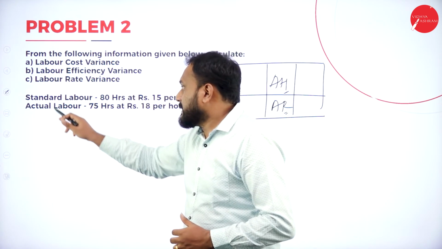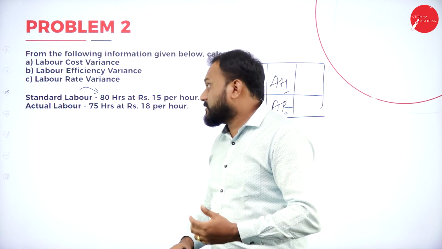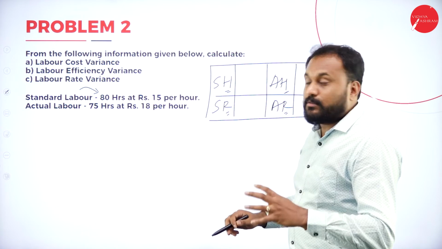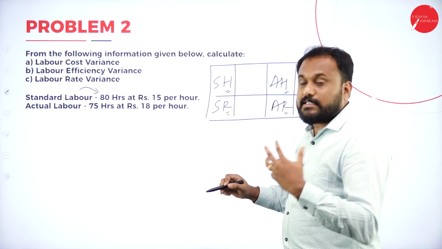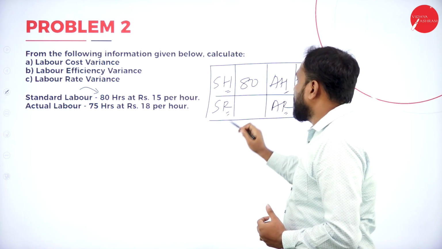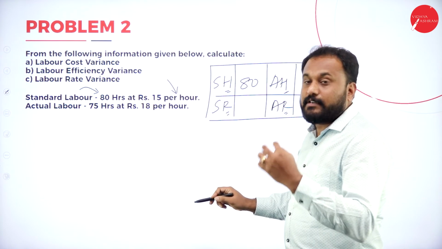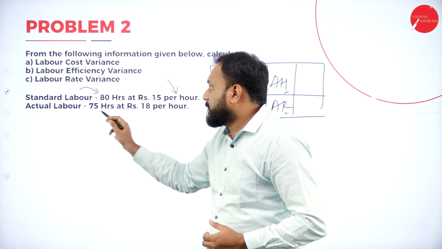Now they have given standard labor. Standard labor is 80 hours, and that too at 15 per hour. So standard hours, total hours taken, is 80. Standard rate, rate is always per hour. Here it is 15. Now understand, actual labor is 75 hours.